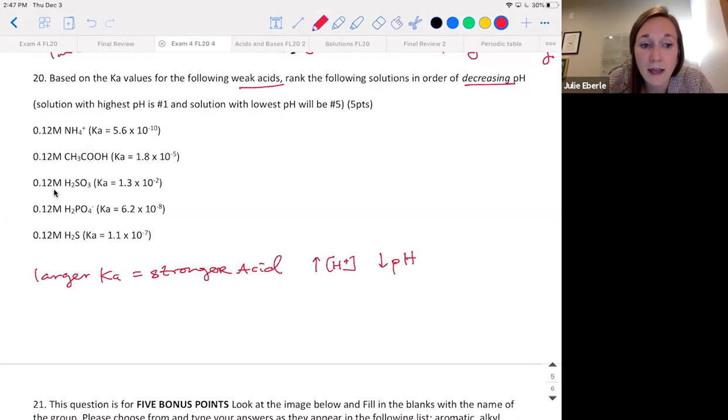The one with the smallest Ka will have the highest pH.